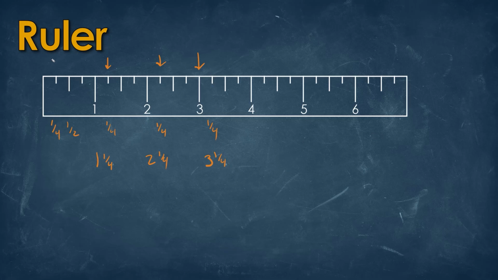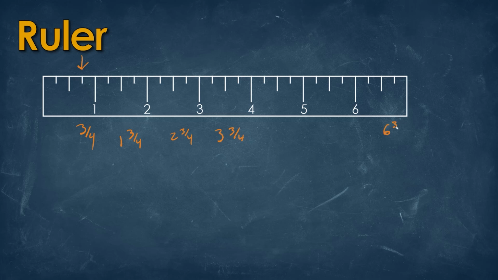Okay, now we talked about this one, which is a half. Now we need to talk about this one. This one we actually call the 3/4 mark. So this is 3/4. This is 1 and 3/4. This is 2 and 3/4. This is 3 and 3/4. And we can keep going all the way to 6 and 3/4.